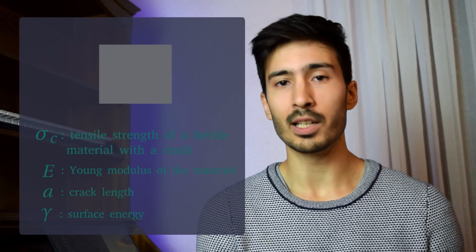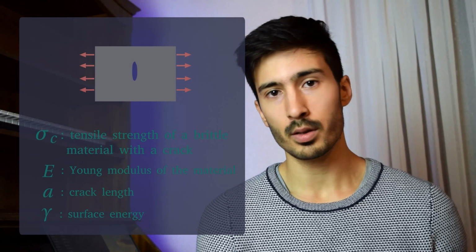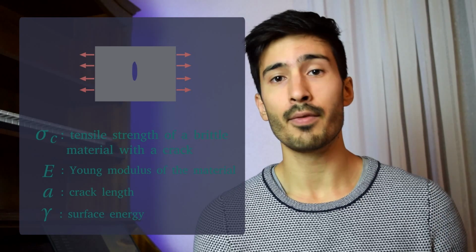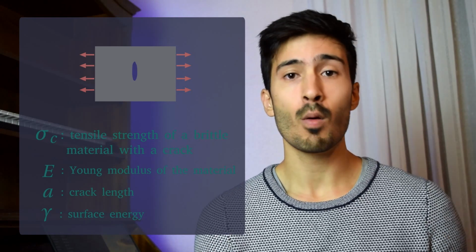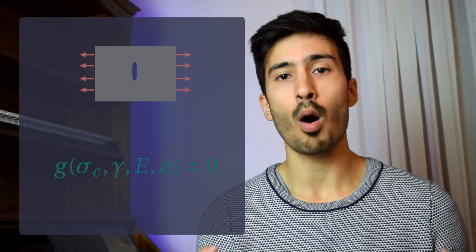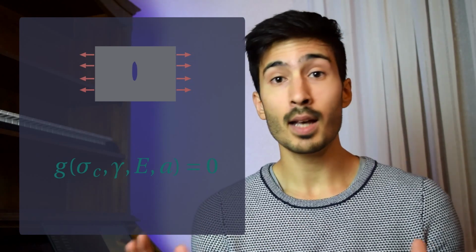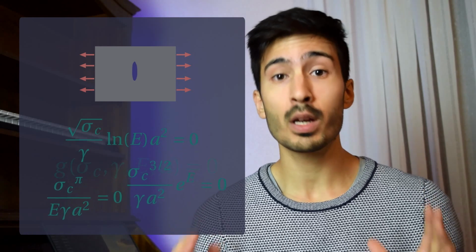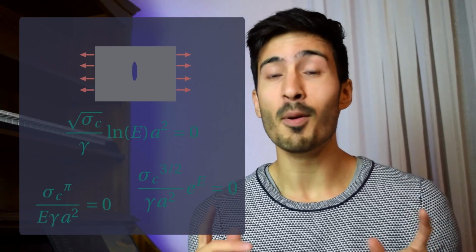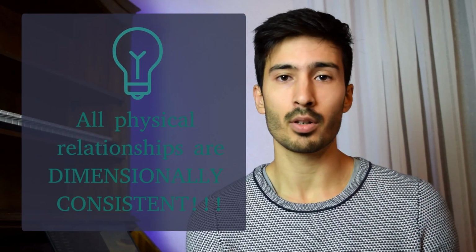We are looking for a relationship between all these quantities. We can write it implicitly in a very general way as the zero of an unknown function of all the quantities considered. There is an enormous quantity of functions we could consider. But remember our insight about dimensions. A relationship between all these quantities must be dimensionally consistent.